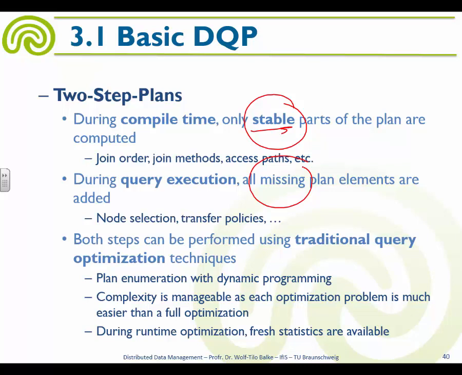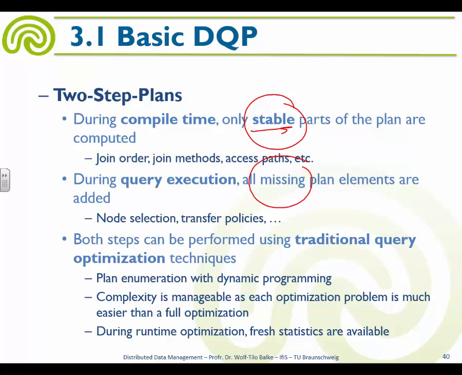And during query execution, the missing parts of the plan, so the unstable parts of the plan that are quite unpredictable, are recomputed, right? And for example, the transfer over the network or which nodes are selected depending on their current workload, and so on, if you have replication of data, right? So you basically have a skeleton of the query, and then you put in those parts where you say, okay, where does the data actually come from, which replication is used, right?